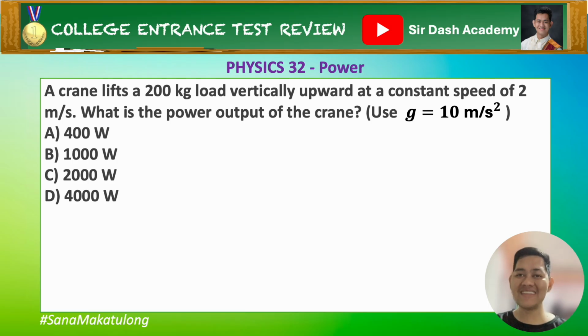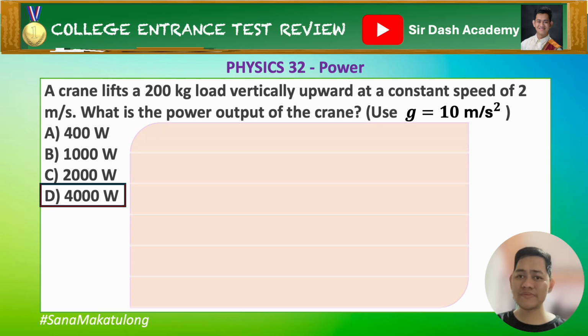Alright, the correct answer is letter D, 4000 watts. Paano nakuha yun? Recall natin, ano nga ba ulit yung power? Yung power ay yung rate at which work is done or energy is transferred, measured in watts. Yung equation natin, kung naalala nyo, P equals W over t. Tama? Work divided by time. So, ang unit niya ay watts. Ang 1 watt ay 1 joule per second.